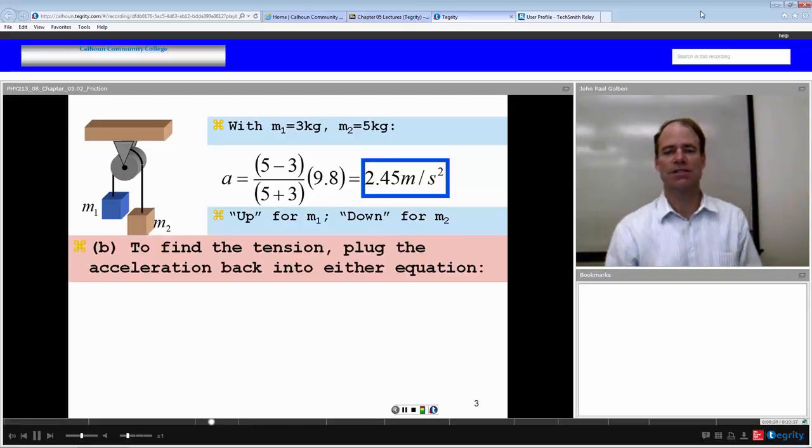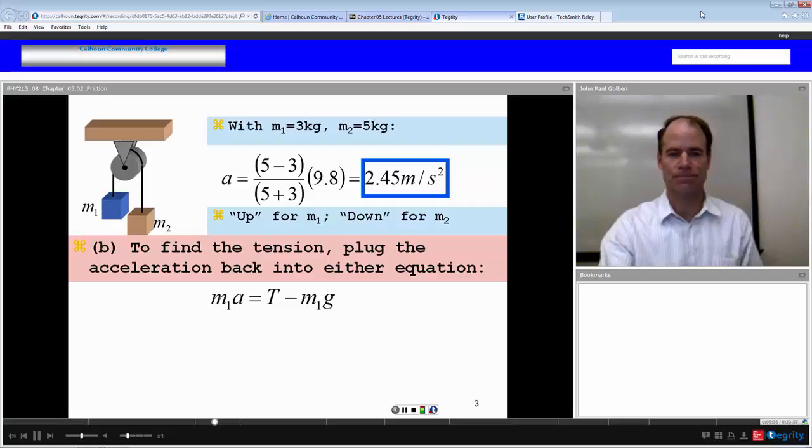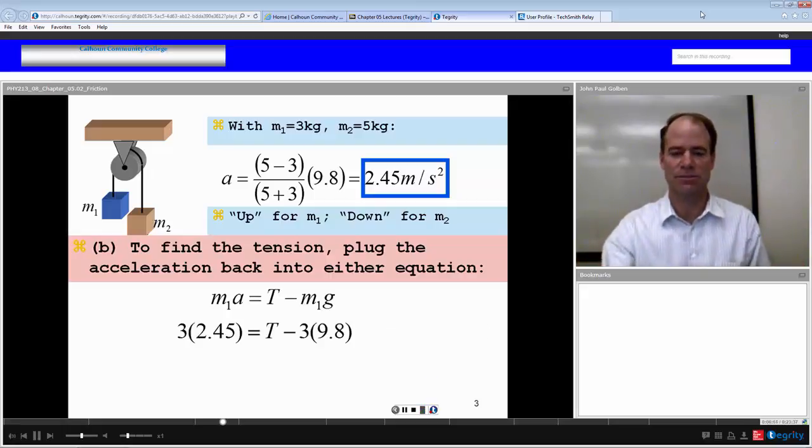To find the tension, we can plug this acceleration back into either of those equations and solve for the tension. Looks like I chose equation number 1. So mass 1 times a is equal to the tension minus m1g. I know the acceleration now. I know g is 9.8. I can solve this for the tension.